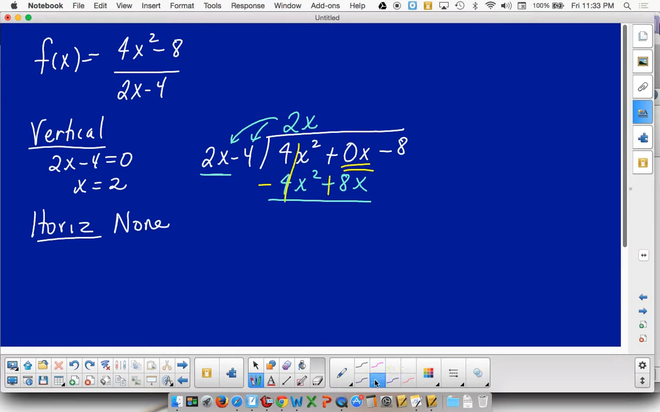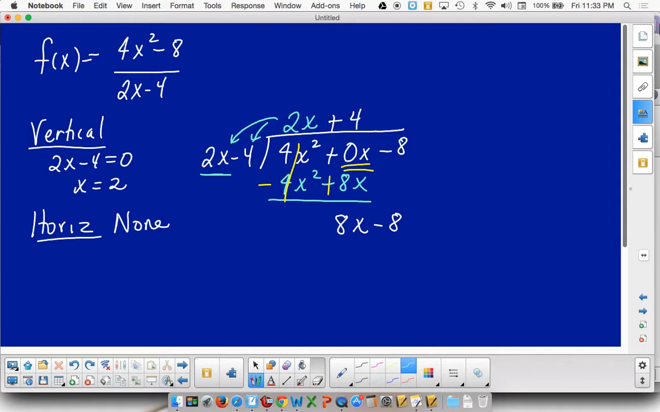When I add those together, what do I have? I have an 8x minus 8. Okay. I now want to take my 2x out front here. What do I have to take times 2x to get 8x? I have to take a positive 4. So this is going to make this plus 4 up here on top.